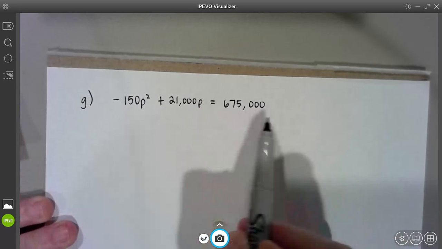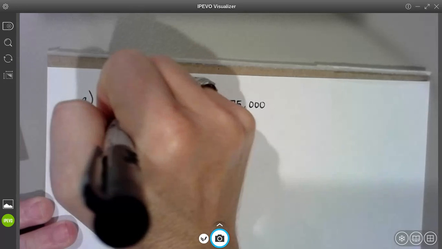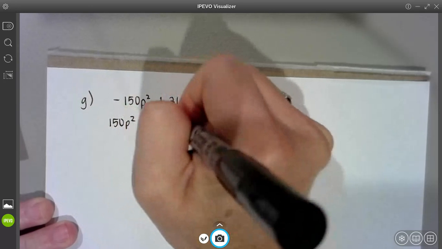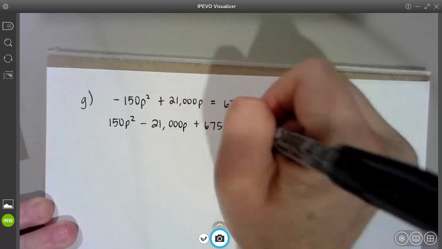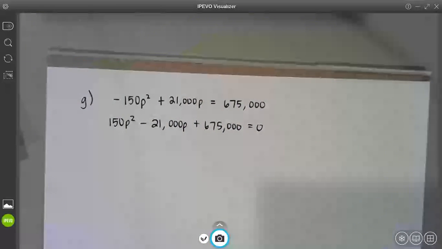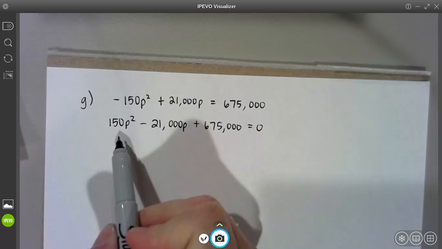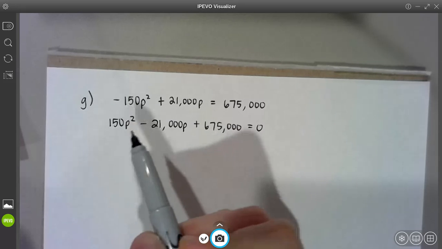So instead of bringing this to that side because it has a negative coefficient, I'm going to add everything this way. So I'm going to get 150p squared minus 21,000p plus 675,000 equals 0. Okay. Well, we all know factoring is easier when there's no number in front of p squared. So the first thing I'm going to do is see if every single one of these numbers divides by 150 so I can factor it out.